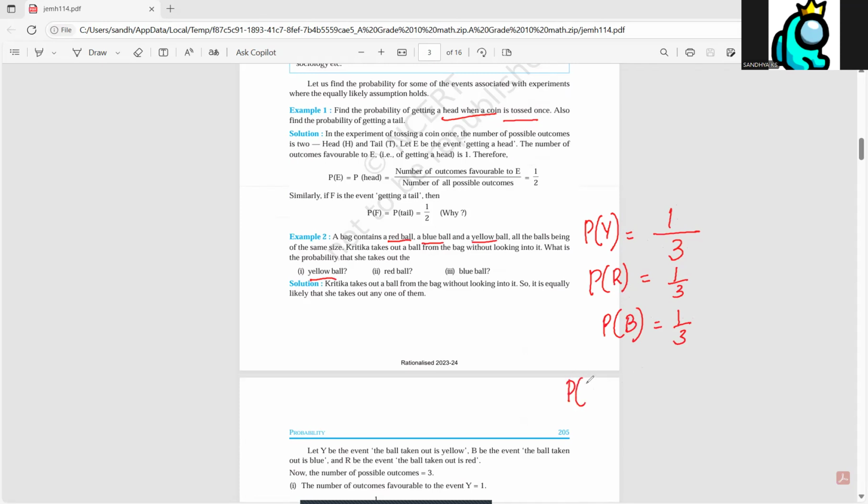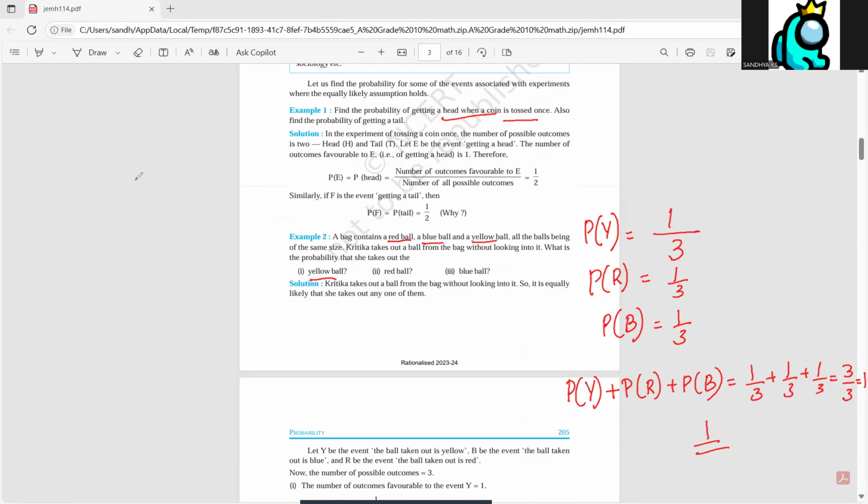When I add these, probability of getting yellow plus probability of getting red plus probability of getting blue, 1 by 3 plus 1 by 3 plus 1 by 3, the denominators are the same, so I can add the numerators, 1 plus 1 plus 1, that is 3. So 3 by 3 is equal to 1. So the probabilities of all the events, when I add them together, I will get the answer as 1. That is also one of the formulas you need to study.